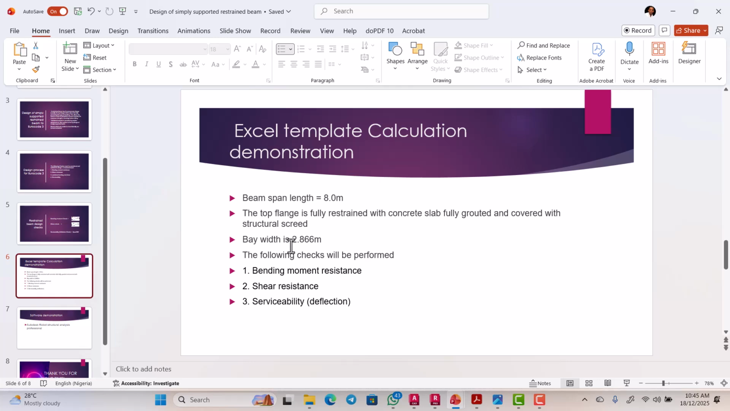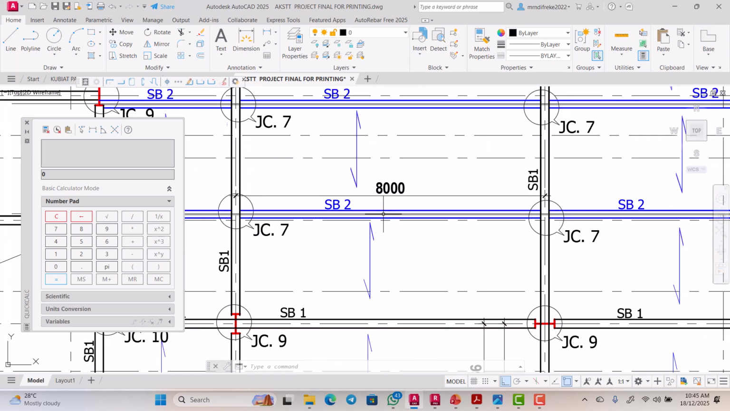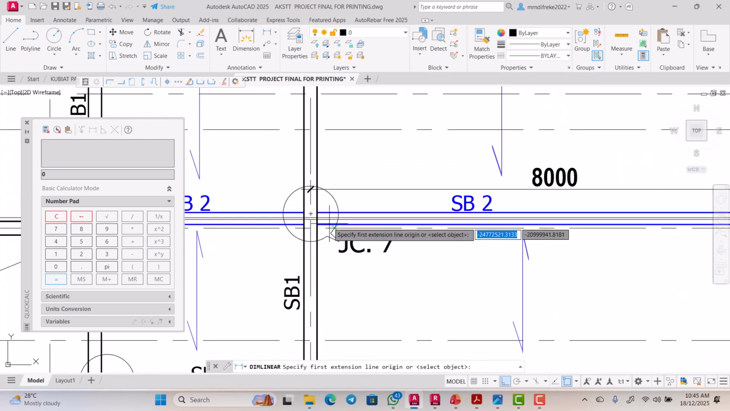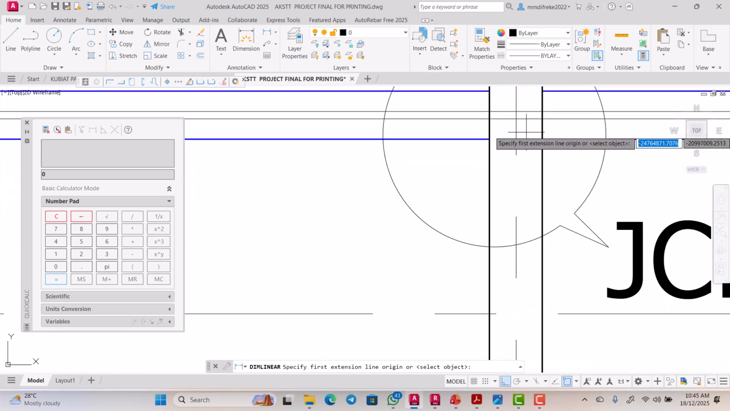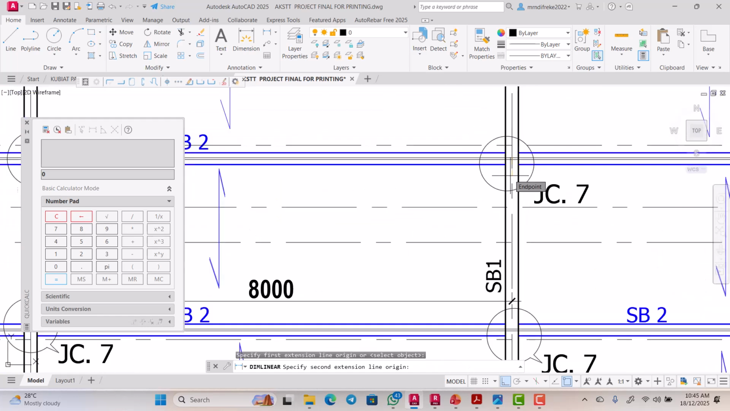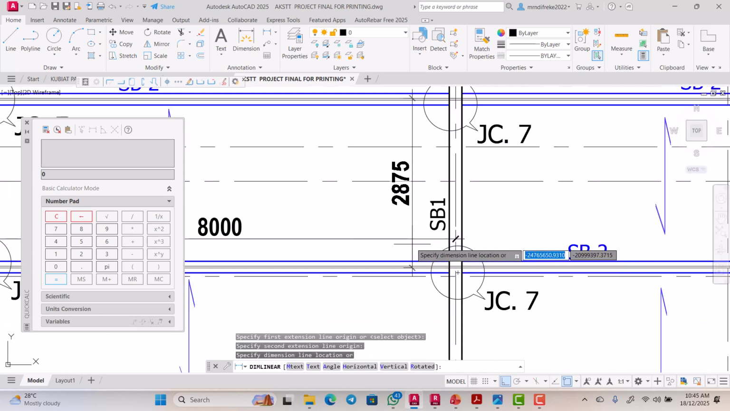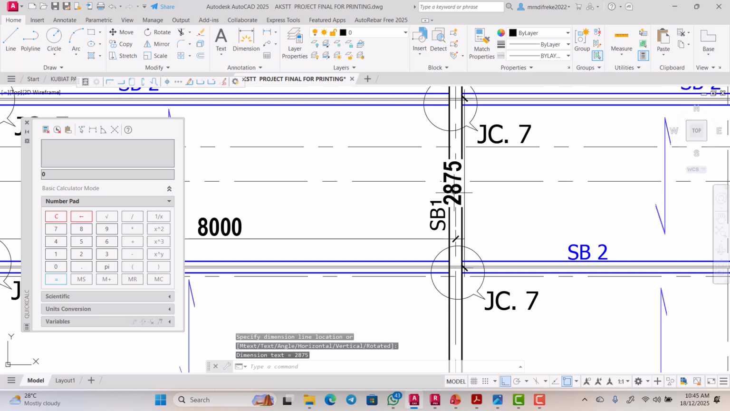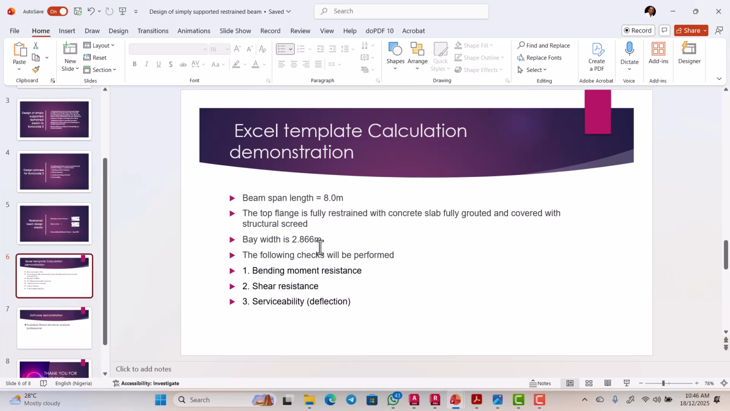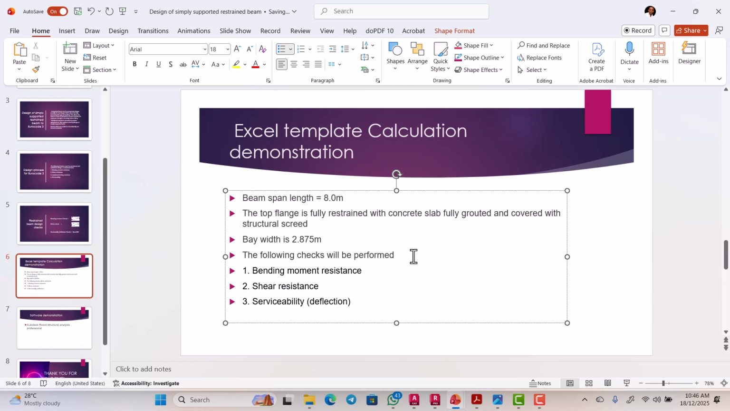So the bay width here is 2.8. Let's look at the bay width here. Okay, so this will be 2875. So the following checks will be performed.